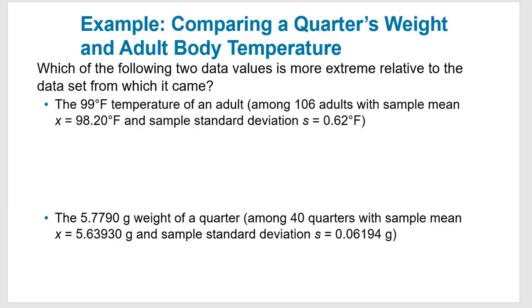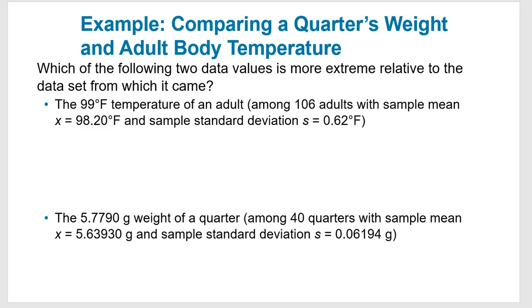All right, so I have an example here. In the first example, we're talking about adult body temperature. Which of these 2 situations is the most extreme? And that's where the z-score is going to come in, so we can compare very quickly. We've got this first situation where the temperature of an adult is 99, and they gave us the information where that came from and what the mean is and what the sample standard deviation is for that.